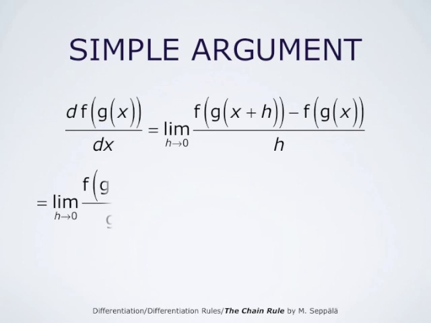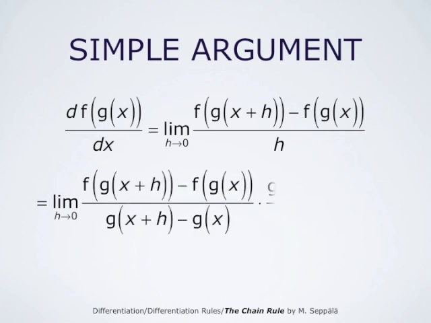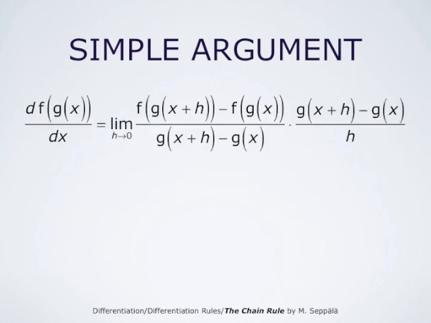Now we multiply and divide by the quantity g(x) plus h minus g of x, and we get that the difference quotient becomes the product of these two fractions: f at g(x) plus h minus f at g of x, divided by g(x) plus h minus g of x, and that multiplied by g(x) plus h minus g of x, divided by h. Now we have this presentation for the derivative, and the limit of a product is the product of limits.